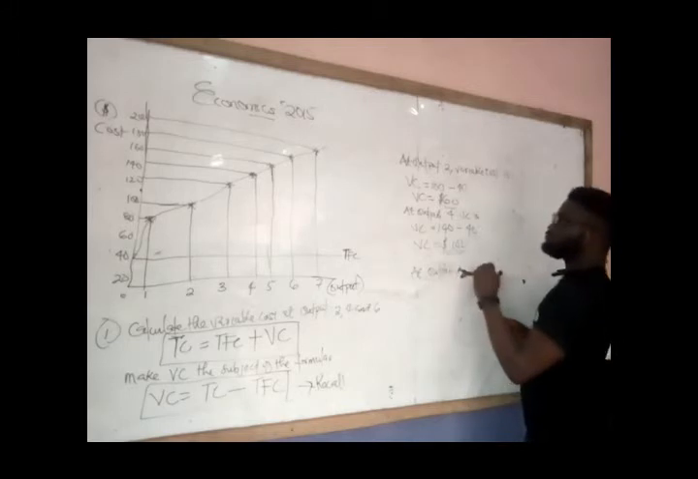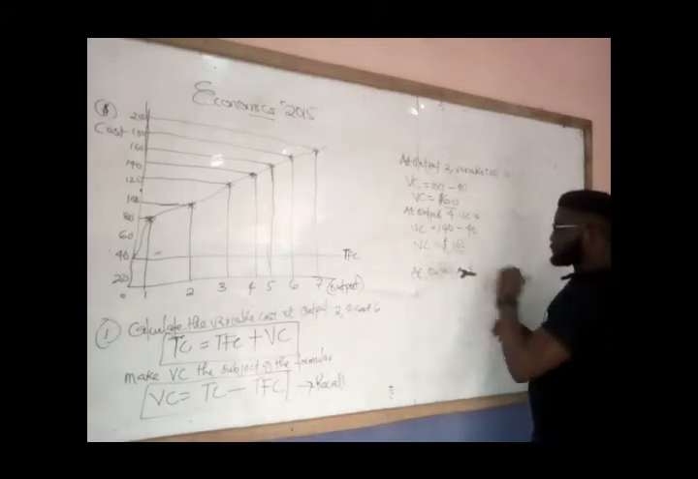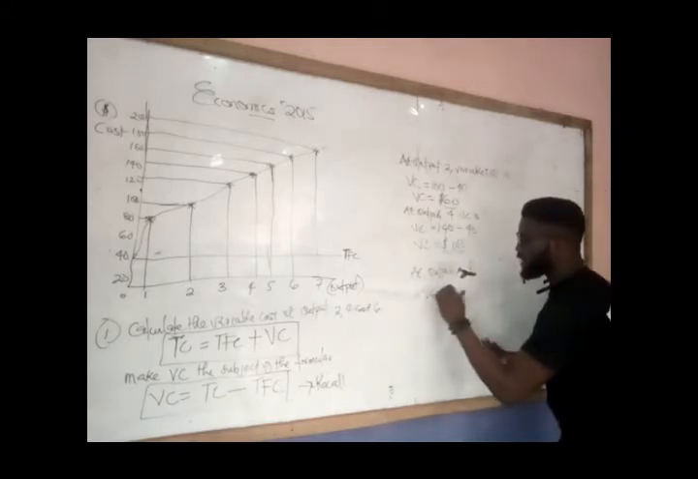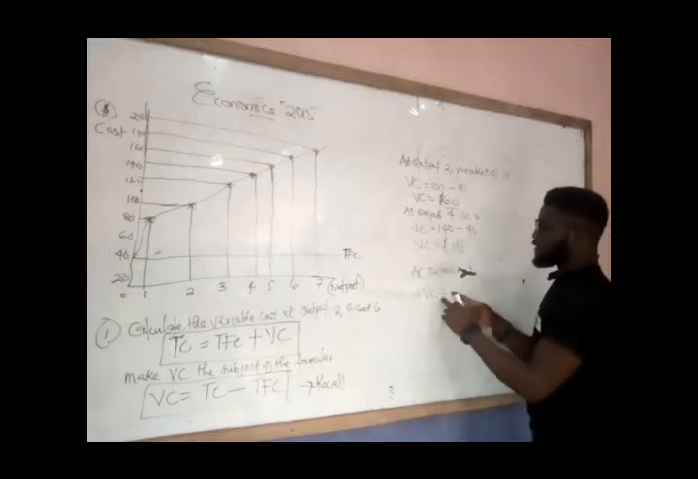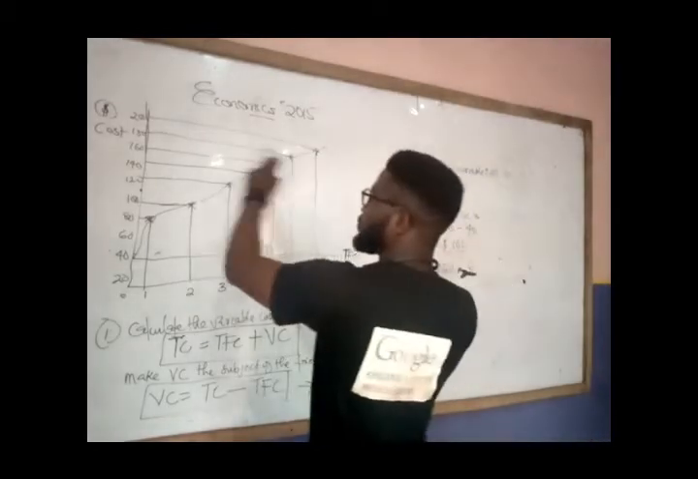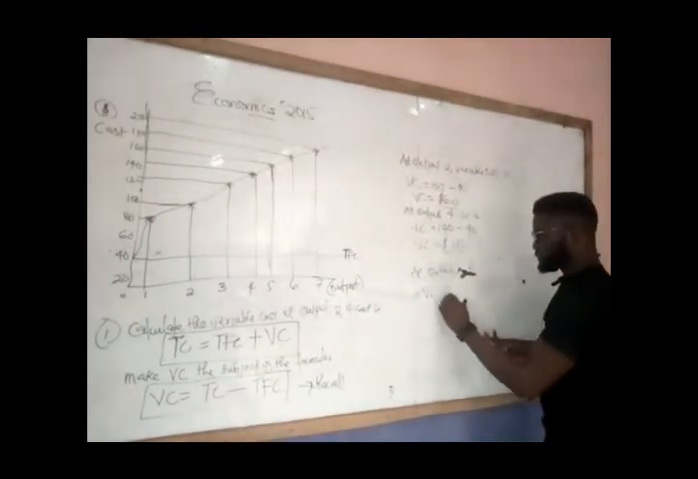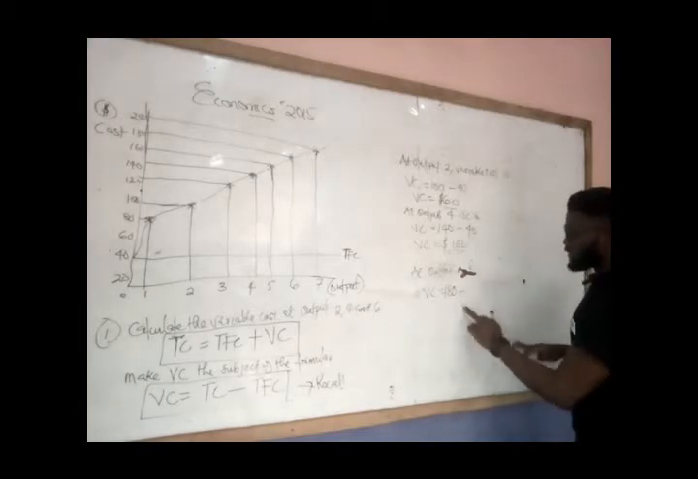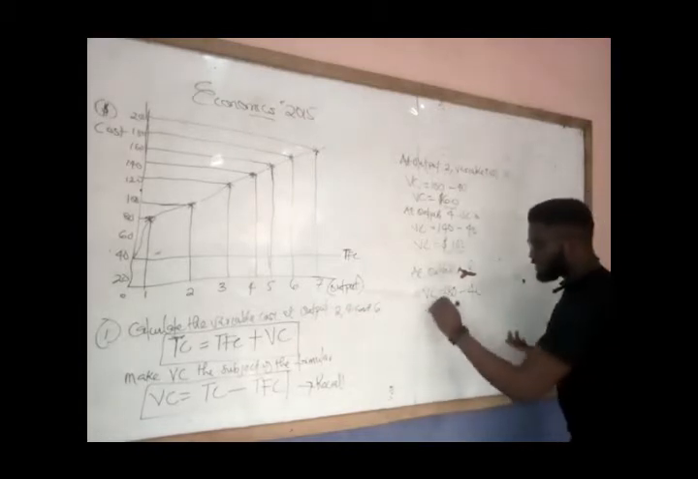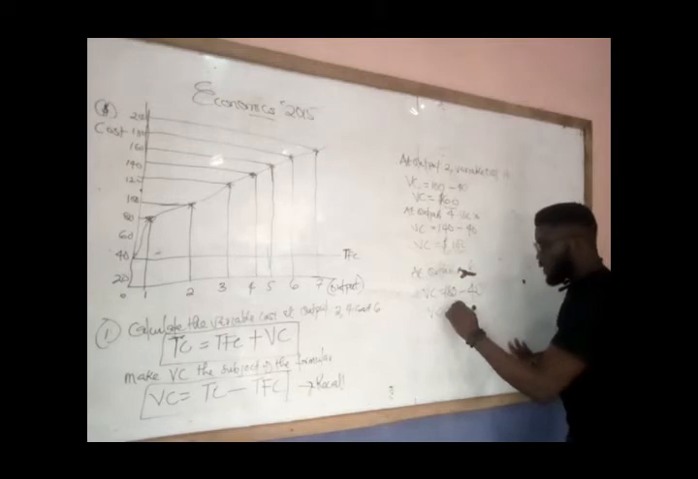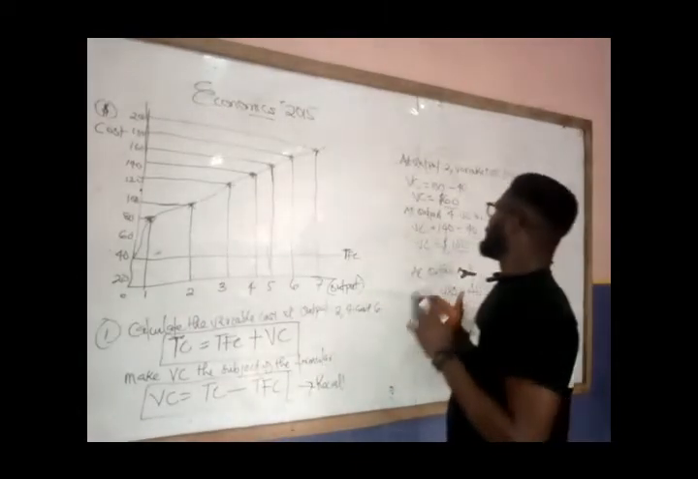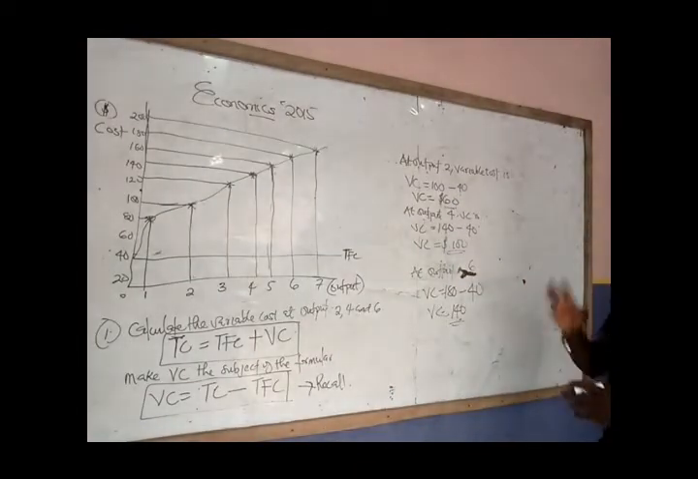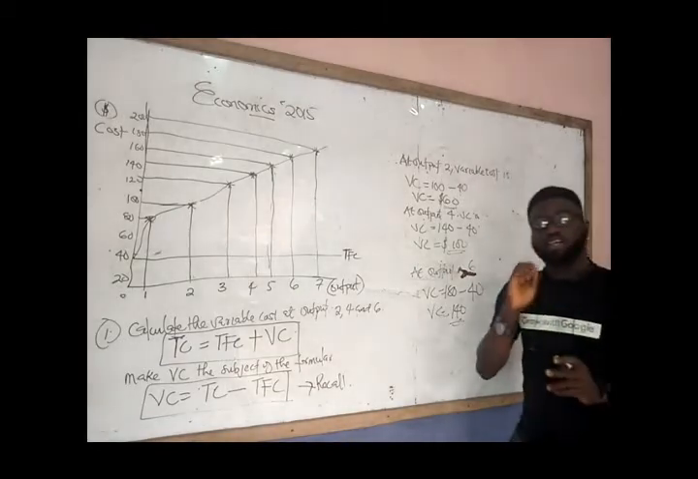Then the next one, same approach, at output 6 now. Then our variable cost, don't forget the formula. Then you come back to this. What is our total cost at output 6? We have 180. So you say 180 minus 40. VC equals 140. So now you've successfully calculated the variable cost at output 2, output 4, then output 6.